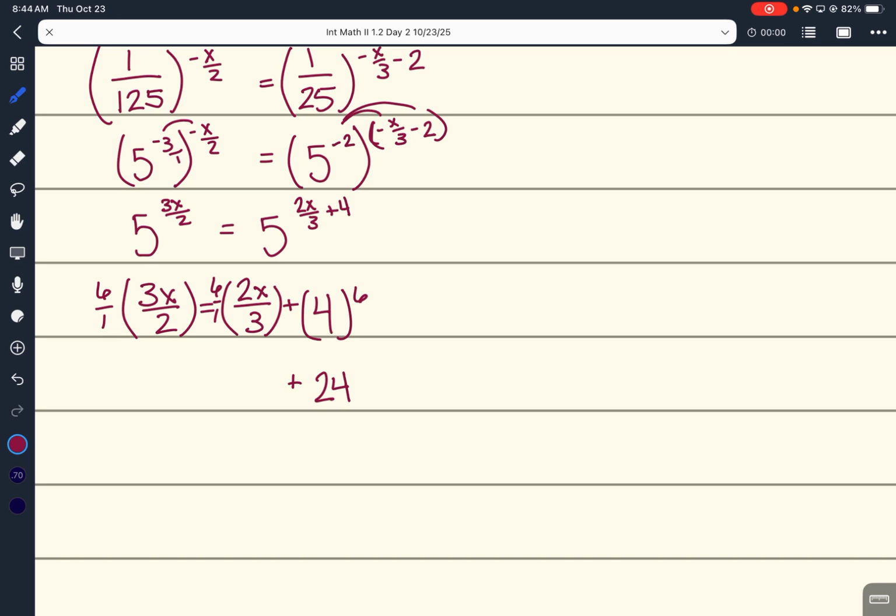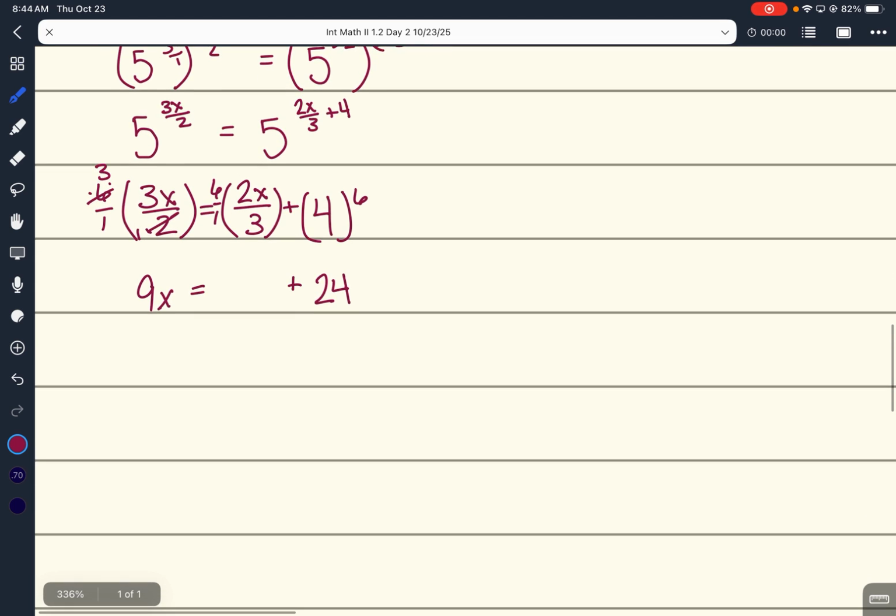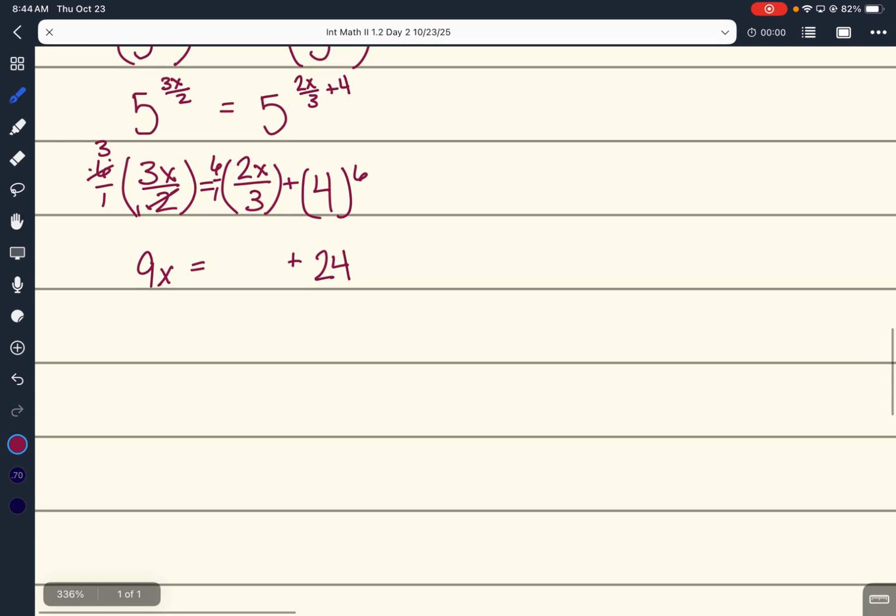Now, does 2 go into 6? Yes. So 2 goes into 2 once. So now it's already a whole number, isn't it? And 2 goes into 6 how many times? 3. So I have 3 times 3x, which is what? What's 3 times 3? 9. So it's 9x. Look at that. Fraction went away for a little bit.